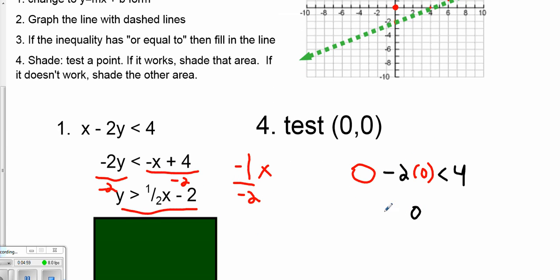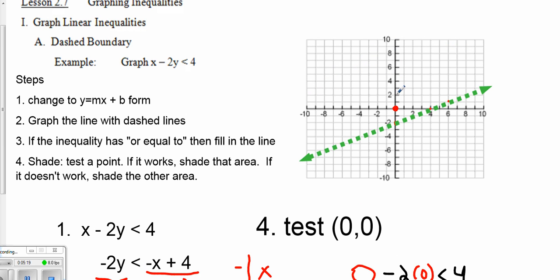2 times 0 is 0. 0 up here minus 0, is that actually less than 4? Well, 0 minus 0 is 0. Is 0 less than 4? Yes, it is. So because that is in fact less than, we are going to shade on the side where that dot was.